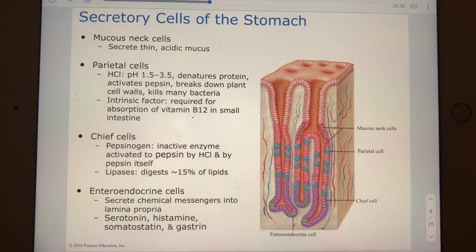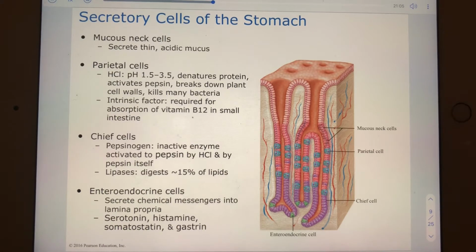Lipases are another product of the chief cells, and "-ase" is an ending that we often apply to enzymes. Lipases help to digest lipids. However, we don't make a huge contribution to lipid digestion in the mouth, and we don't make a huge contribution to lipid digestion in the stomach. Only about 15% of lipid digestion happens in the stomach. The bulk of lipid digestion happens in the small intestine, specifically in the duodenum, but we'll come back to that.